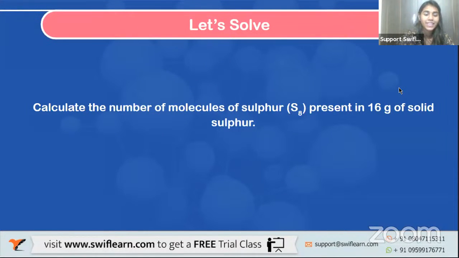Moving ahead, calculate the number of molecules of sulfur S8 present in 16 gram of solid sulfur. Now this is a little more complex question. Try to find out. See, they have given you S8, that is 8 atoms of sulfur, and 16 grams of solid sulfur is given. How will you find out?